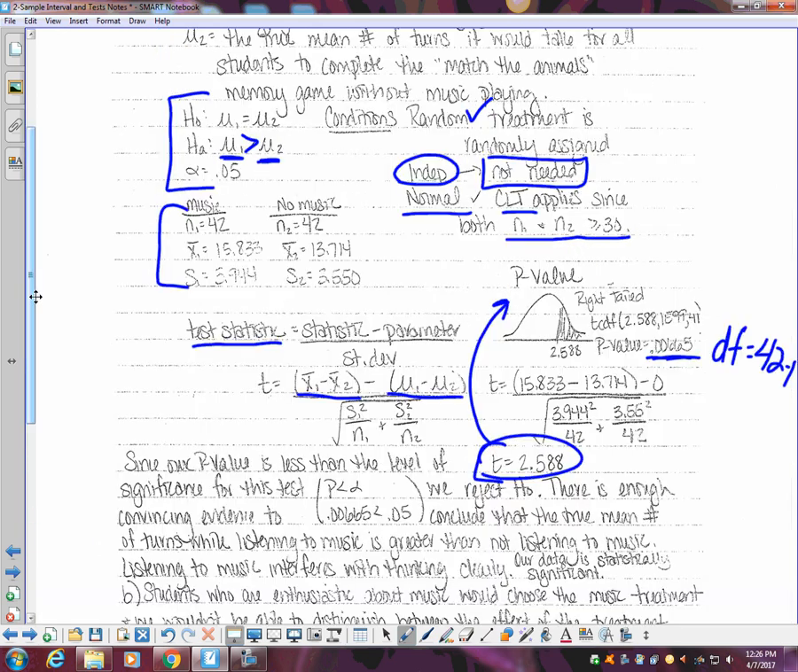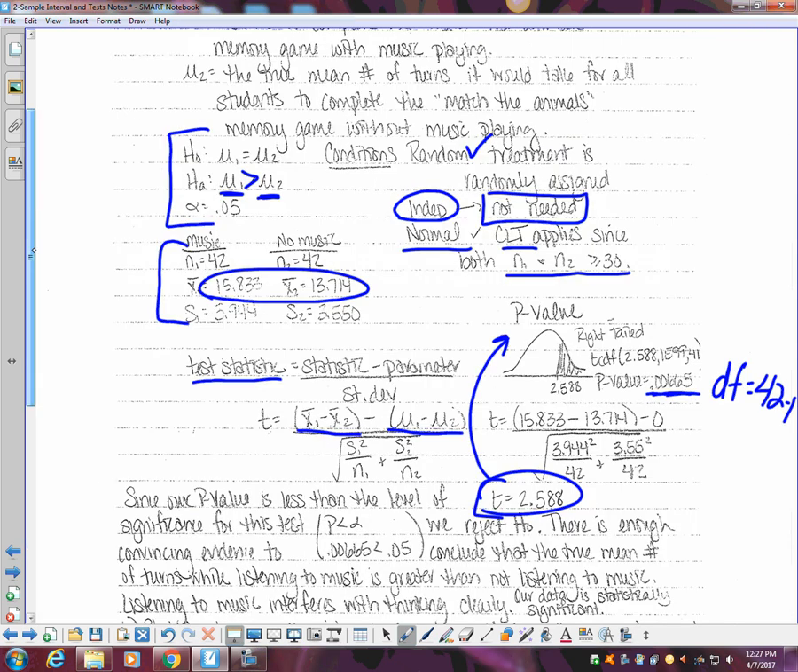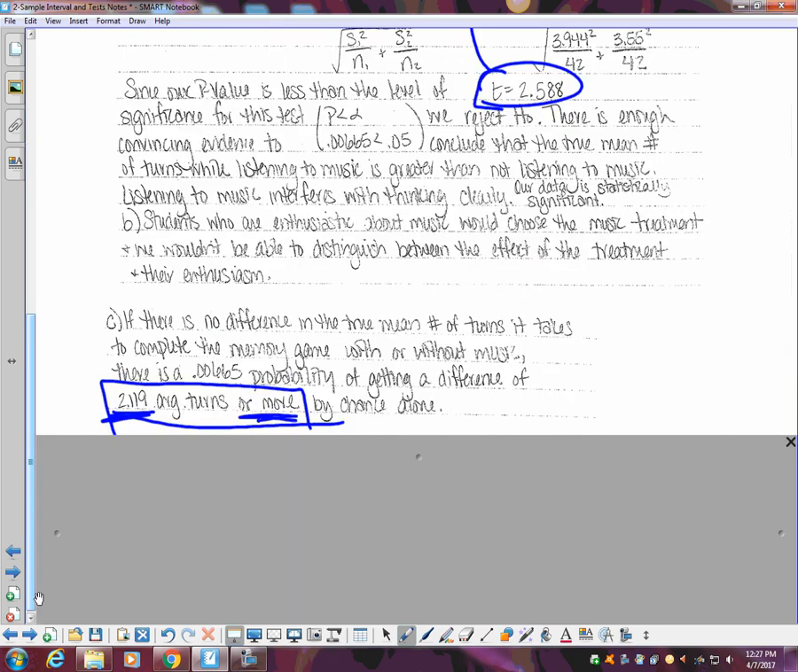That's the difference of your two X bars. Now, why is it "or more"? Because your alternate is greater than. So getting a difference of whatever mu sub 1 or x bar sub 1 minus x bar sub 2 is, or greater than, by chance alone. So if there is no difference in the true mean number of turns it takes to complete the memory game, then there is a, whatever your p-value is, probability of getting a difference of, whatever the difference is, or more, by chance alone.